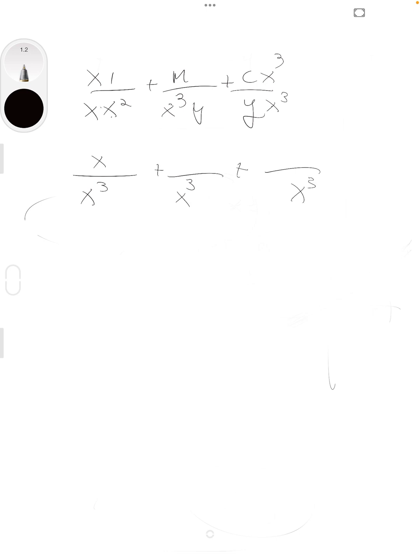Well, this one doesn't have a y, this one does, this one does. So I'm going to multiply top and bottom times y here. Okay, this one's already got an x cubed y. It's got an m on the top. And this one now has an x cubed and a y. So this has got a c x to the third over y. So now I have a common denominator, y x cubed, y x cubed, y x cubed.